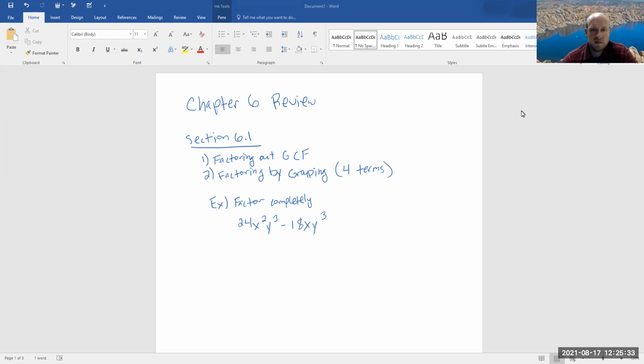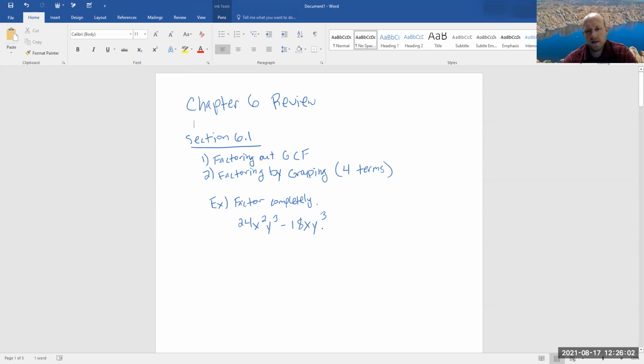So section 6.1, we talked about factoring out the greatest common factor, or the GCF, and then also factoring by grouping. And that's generally when we have 4 terms, okay? So look for grouping when we have 4 terms. But we started off 6.1 going through some questions sort of like this, right? When we had just an expression and we just needed to factor it.